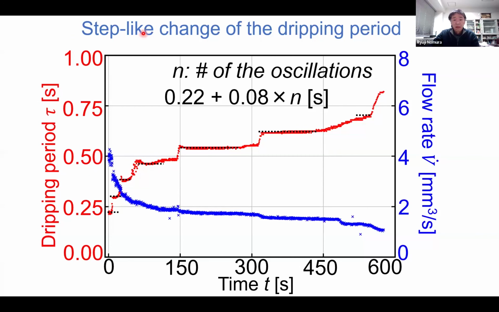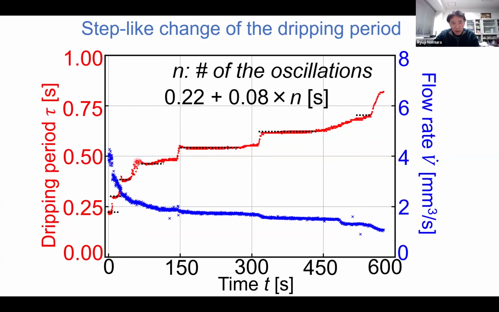Okay. This is what we measured, the dripping period tau as a function of time. And we also measured the flow rate V dot into the droplet. As you see, as a function of time, the flow rate into the droplet gradually decreases like this. And due to this decrease, the dripping period increases like this. But this increase in the dripping period was not smooth. You see that step-like change.